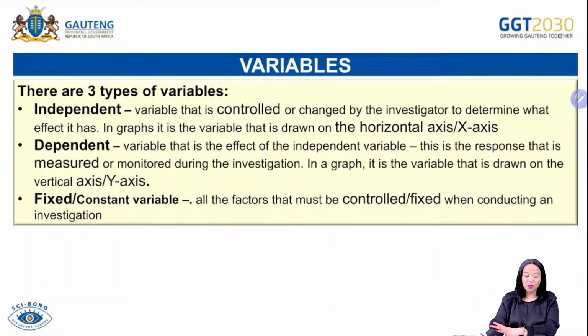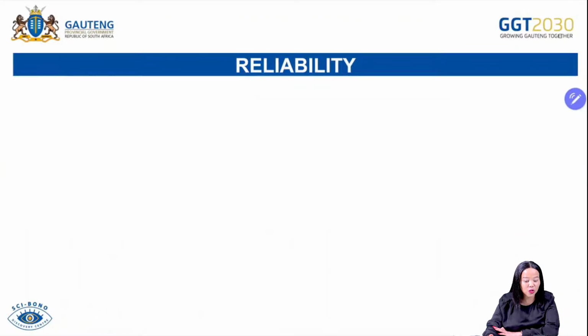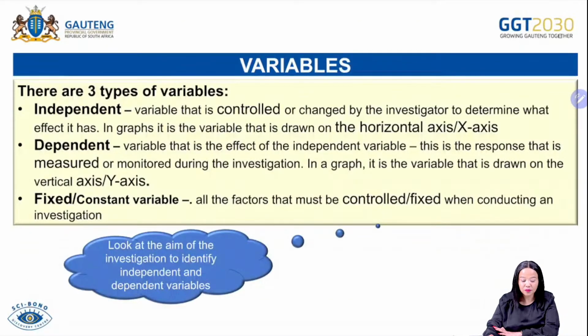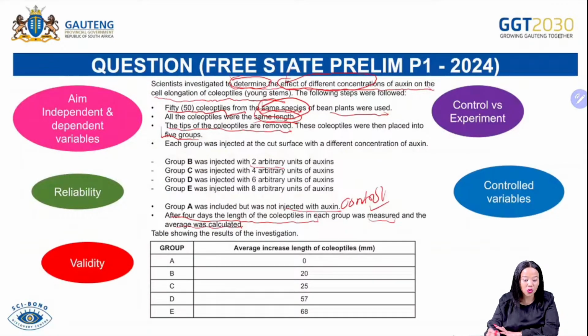We have already spoken to this previously to say we have 3 types of variables. But before we even speak of these 3 types of variables, grade 12s, I just want to go back to the approach of the investigative questions. This is how you need to approach the investigative question: you are given the aim, you look at the keywords to determine, to find out, to investigate, and in your aim, that's where you get your dependent and your independent variable.